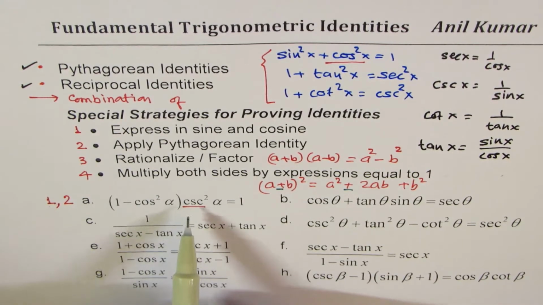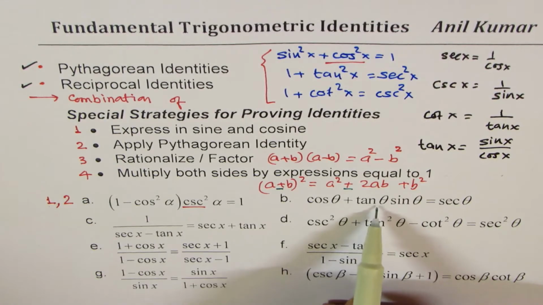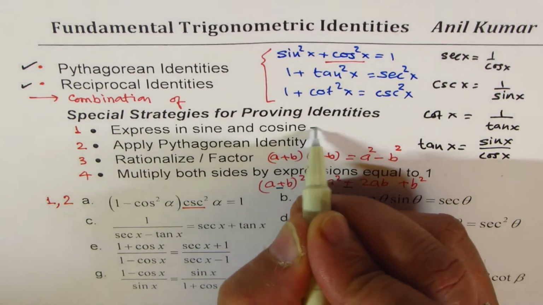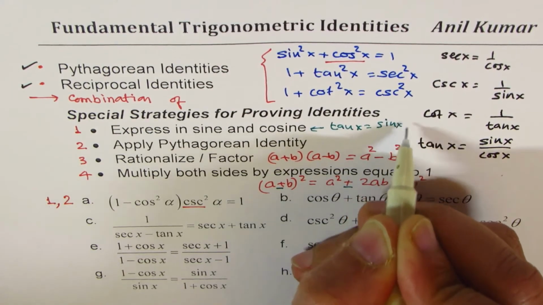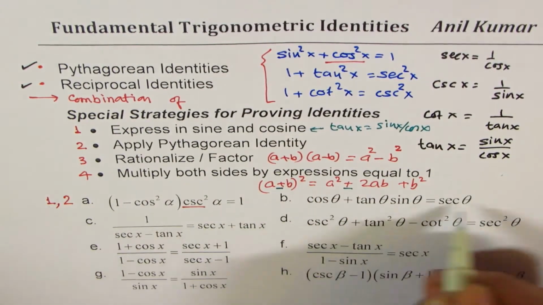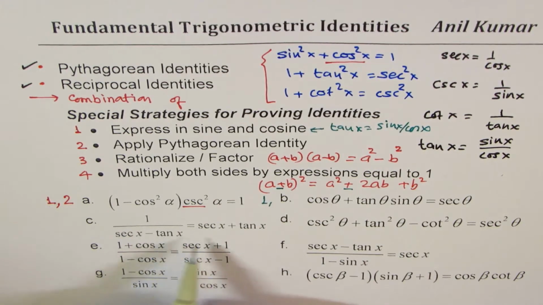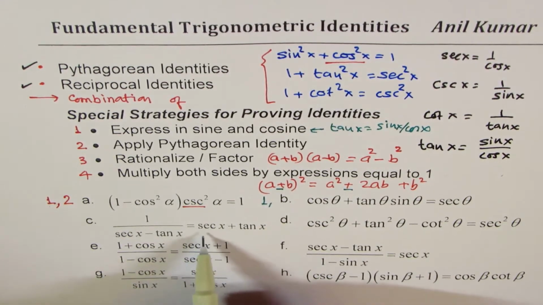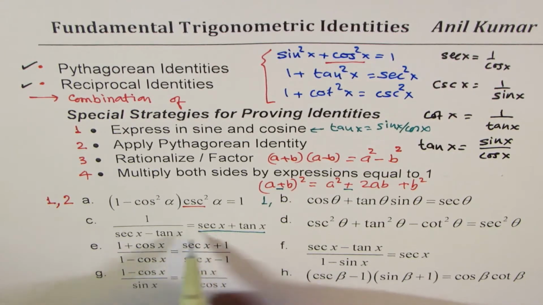The first one, I think we should apply strategy 1 and 2. The second one, we have tan. So this, we could say tan x equals to sin x over cos x, as I was saying. So strategy 1 is good enough here. Here we have secant minus tan x. Here I'll prefer to rationalize. We need some conjugate there, correct?